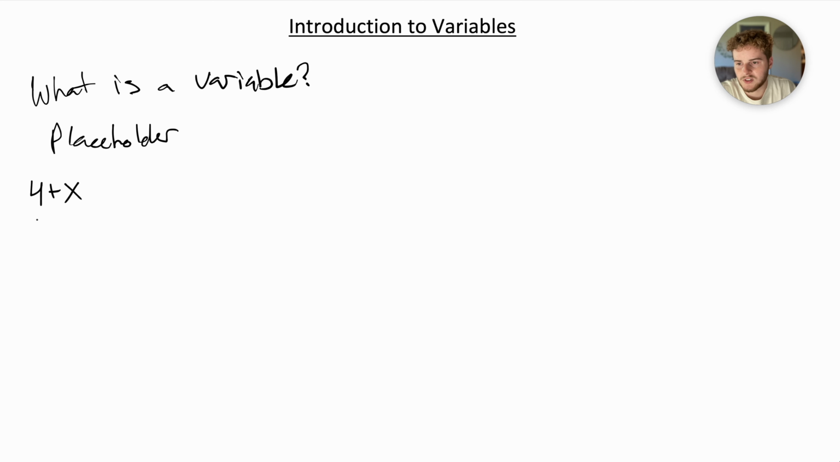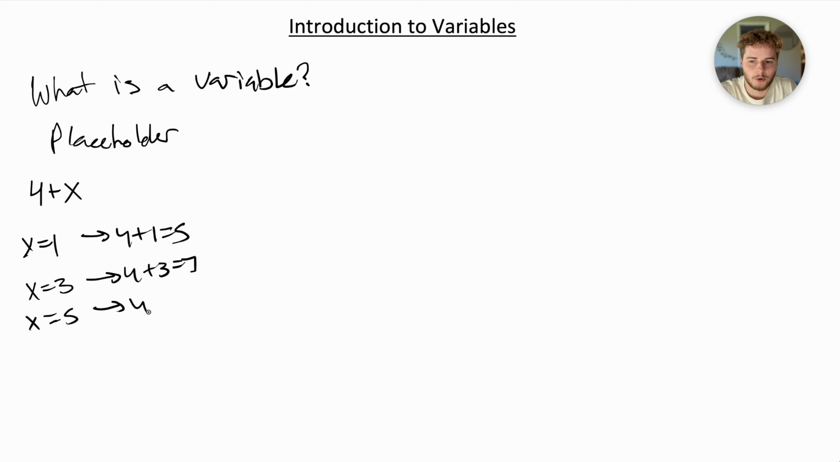So say we have 4 plus x. You might think, well, what is x? Well, since we're not saying it equals anything, x can be anything it wants to be. So let's say x was equal to 1, then we would say 4 plus 1, which equals 5. If x equals 3, we would say 4 plus 3, which equals 7. If x was 5, we would say 4 plus 5 equals 9. And all we're doing is saying x is equal to something, then instead of writing x, we're writing what we say it was equal to.